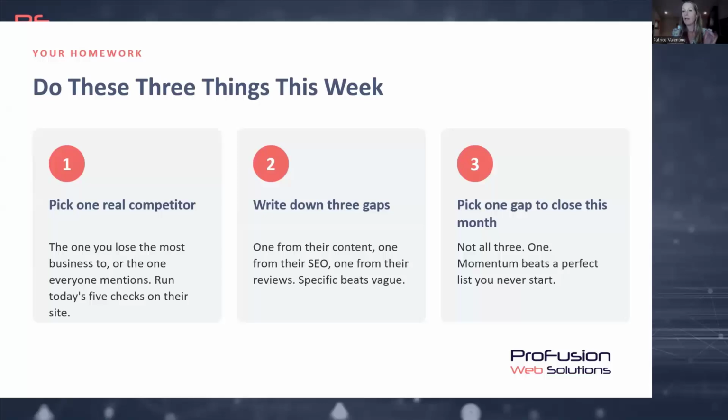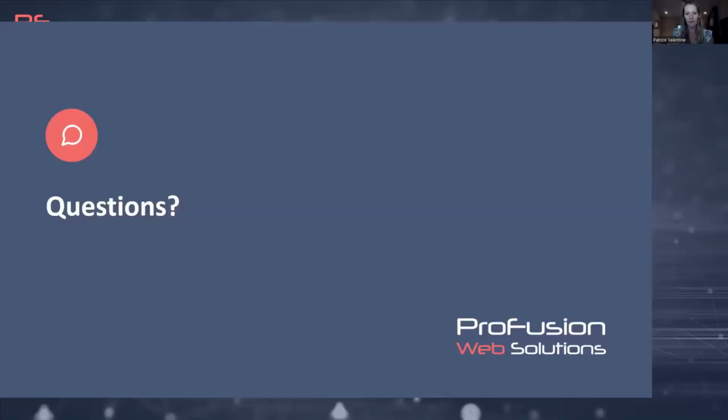and then do the third, and then do this again and do it maybe for another competitor and see what you find then, and then do it again. This is a process that is ongoing. Okay. What questions do we have?